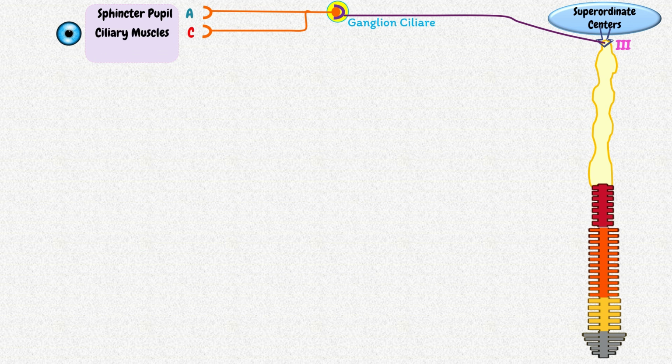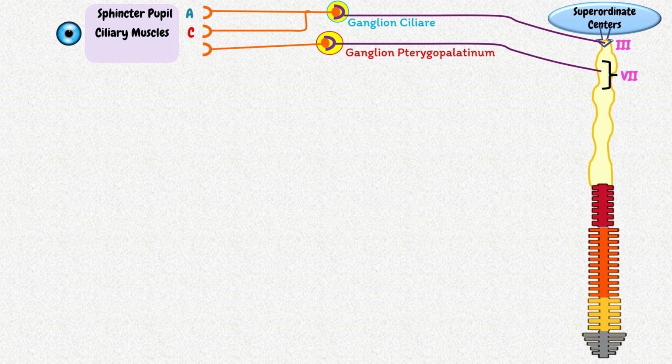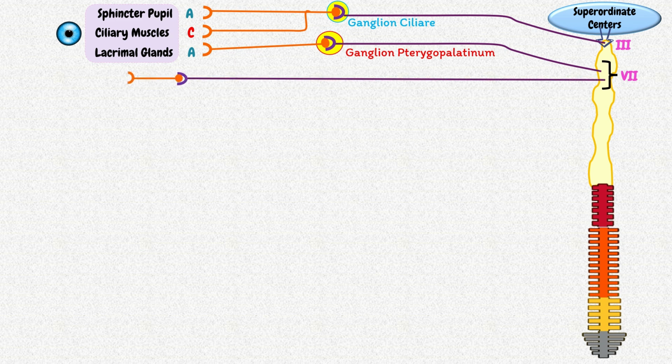In case of the facial nerve, or cranial nerve 7, this is the preganglionic cholinergic nerve. This is the postganglionic cholinergic nerve. This is the ganglion pterygopalatinum. So it causes activation of the lacrimal glands. This is the preganglionic cholinergic nerve. This is the postganglionic cholinergic nerve. This is the submandibular ganglion. It causes activation of the submandibular glands.